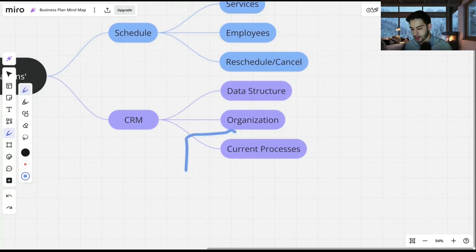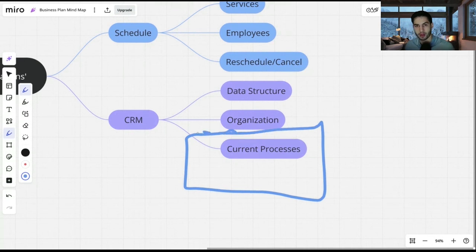And next is the current processes. When we implement a voice agent, we want to make sure that we're not changing your process at all. Again, if we can help create a better process for your system, that's amazing, and we're all ears, 100%. But I think the biggest thing is to understand your current process and to copy it exactly how the AI is going to do it.